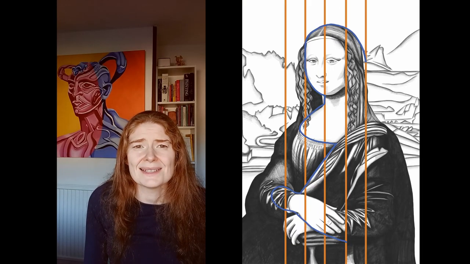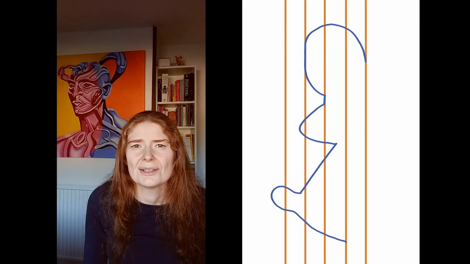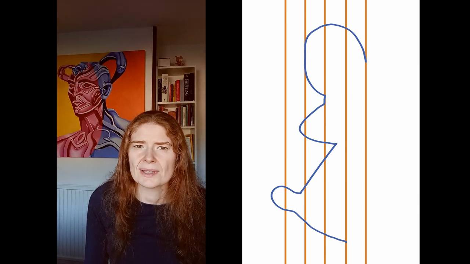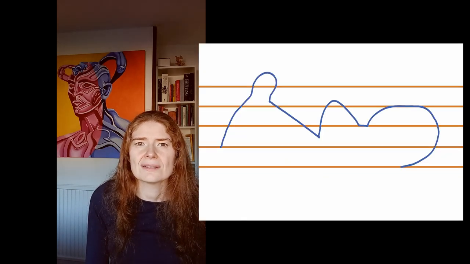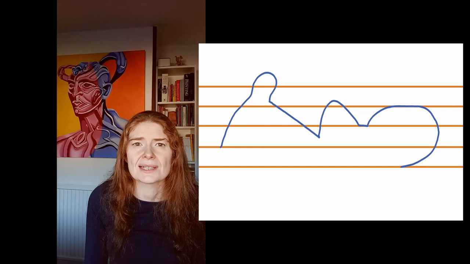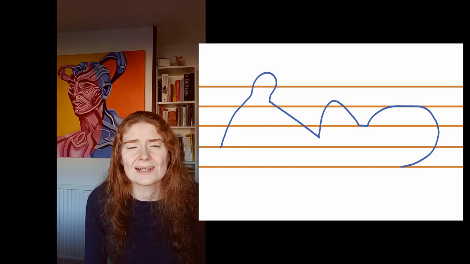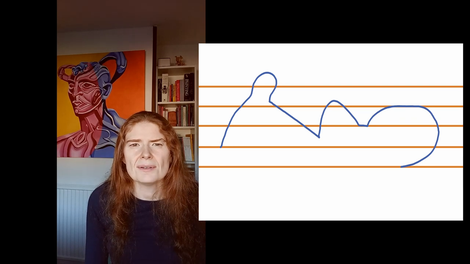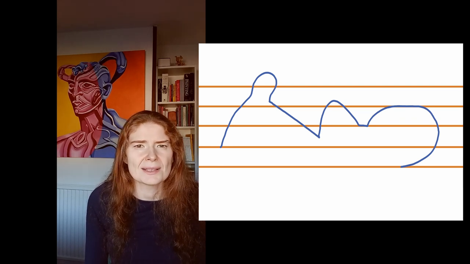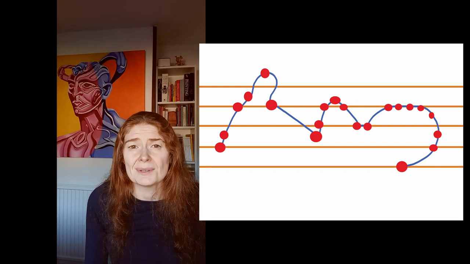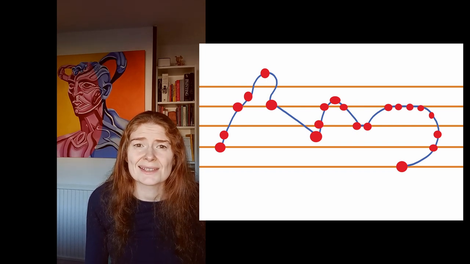Let's hide the Mona Lisa for a moment. Currently, this is what we have to work with. Let's make it horizontal, like a piece of sheet music. We can now add circles that will be the notes in our sheet music. I'm going to use that blue line to tell me where to place them. Now it looks a lot like sheet music.